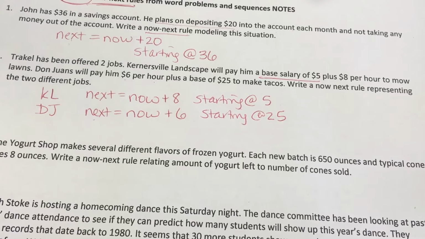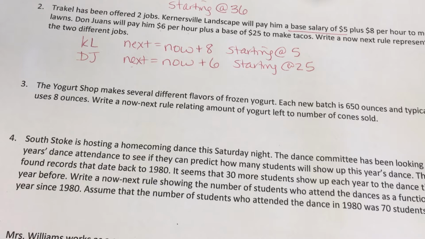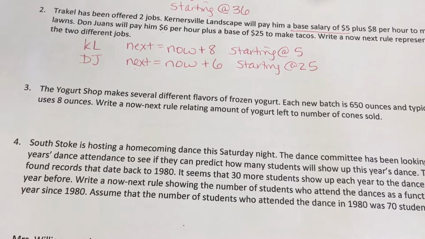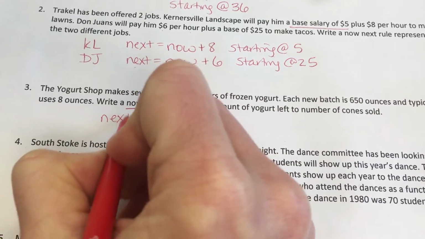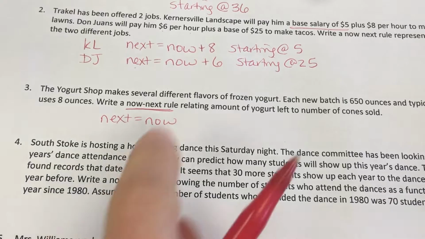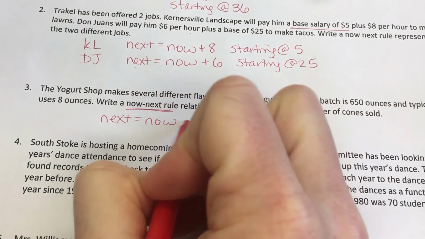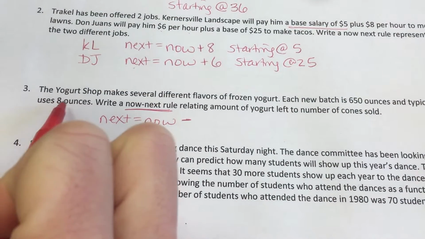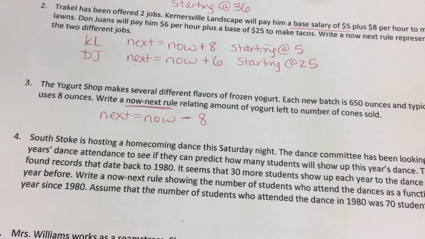All right. The yogurt shop makes several different flavors of frozen yogurt. Each new batch has 650 ounces, and a typical cone uses 8 ounces. Write a now-next rule relating the amount of yogurt left to the number of cones sold. All right, so a now-next rule, that starts with next equals now, okay? All right, what's happening to the yogurt we have now? Well, the yogurt is actually going down because you're using 8 ounces every time you make a cone. So the yogurt is going down by 8.